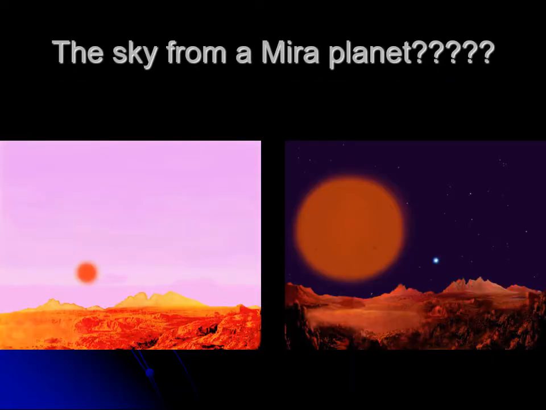Okay. But what would it be like if you were on a Mira-type planet, or a planet around a Mira-type star? When it's small, it's going to be really hot and very bright. When it's big, it's going to be cool and not very bright. So it's possible that when it's expanded like this, the sky will be dark in the daytime and there will be a big red glowing blob up in the sky. And when it shrinks, it might get so hot that you'd boil away the oceans. So it would not be a very nice planet to live around.